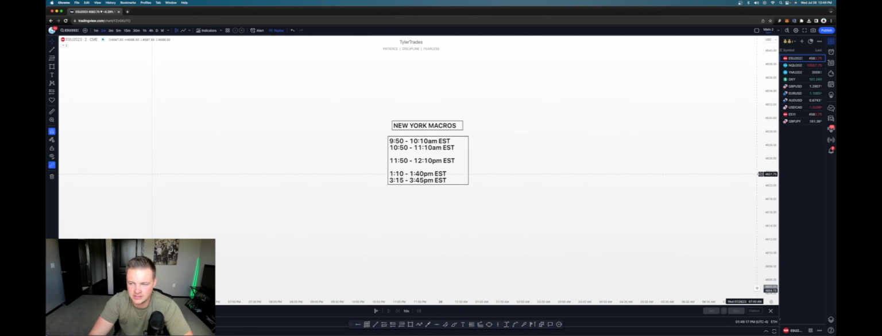What you can expect to happen during these macros is that you will see price delivery to points of interest. So you'll see your levels of liquidity get swept usually during these macros. You'll see price deliver to these liquidity levels. You'll see price deliver to fair value gaps, but points of interest in the market, you'll see actually play out around these macros. So going off of New York time, you have 9:50 to 10:10 AM Eastern Standard Time for the New York session macro.